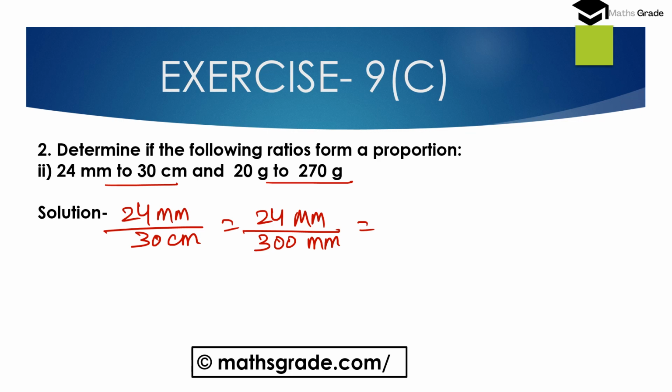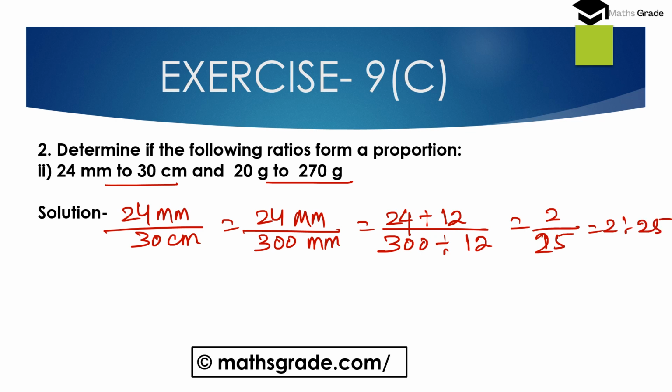Now between 24 and 300, 12 is the common factor. So divide the antecedent 24 by 12 and the consequent 300 by 12. Now 24 divided by 12 is 2 and 300 divided by 12 is 25. Now we get 2 divided by 25, that is 2 is to 25.